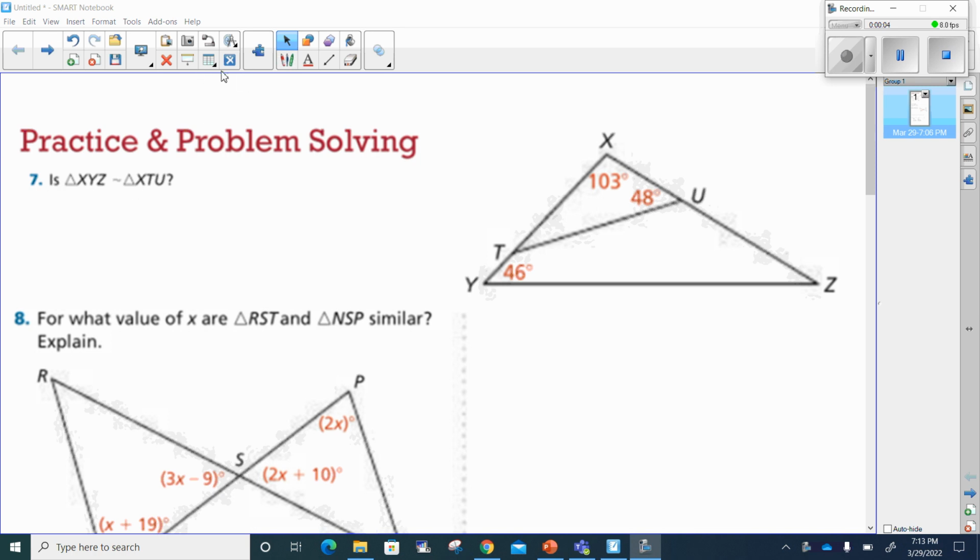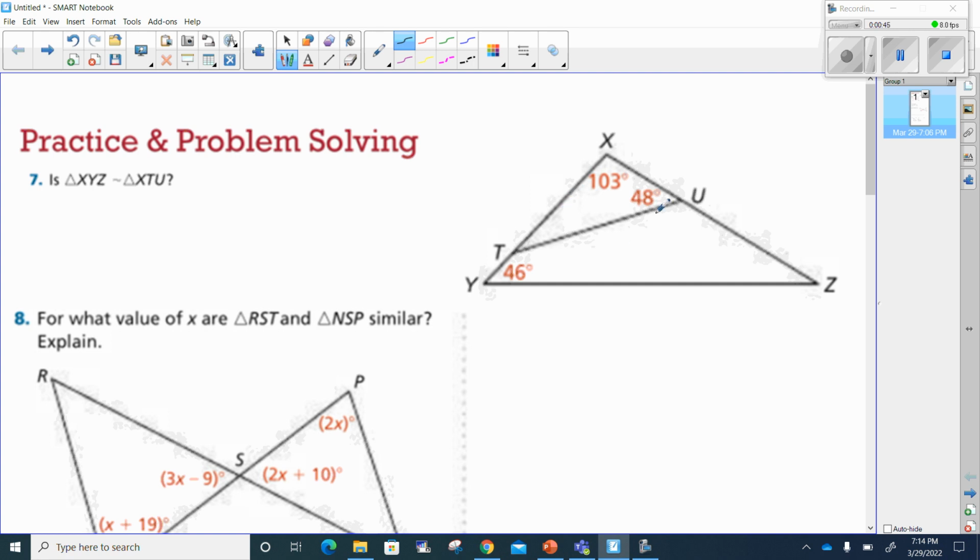I got all the odd ones tonight, so I'll start with number 7. It says, is triangle XYZ similar to triangle XTU? We see XTU is actually inside of XYZ. They want to know, are they similar? Similar means that they have the same angles but are not the same size. As you can see over here, I have 103, 48 over here, 46 over here. Right off the bat, it looks like they are not because this doesn't look like this. But we have to say, what if this side got switched for this side?